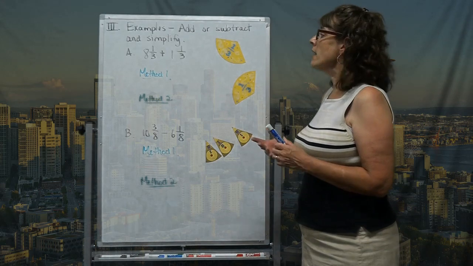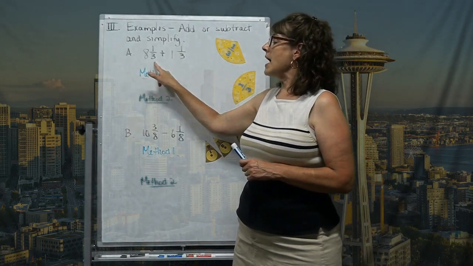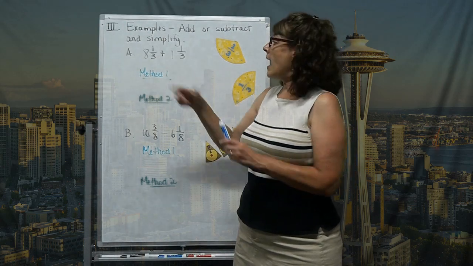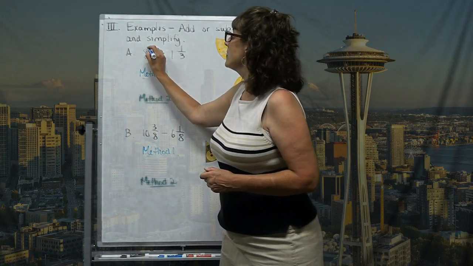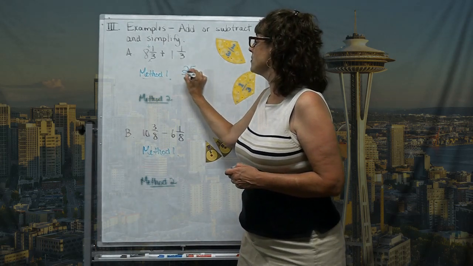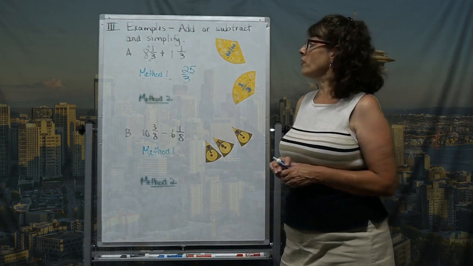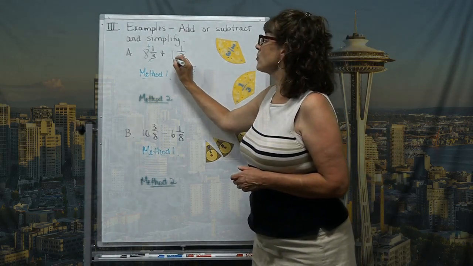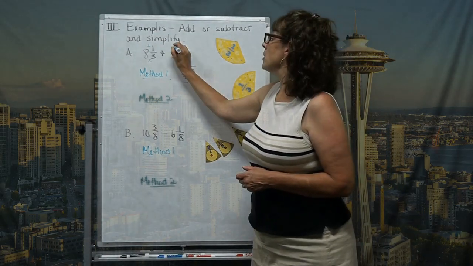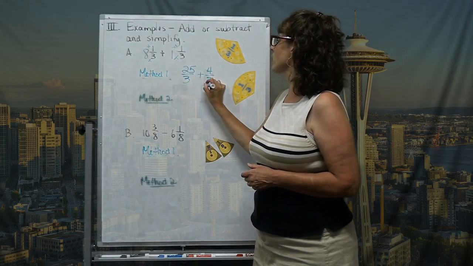If I'm going to do that, we learned that means I'm going to multiply these two together. 8 times 3 is 24. And then I'm going to add this one up here. So 24 plus 1 will give me 25 thirds. And then I'm going to do the same idea here and convert this one. Multiply here. 3 times 1 is 3. Plus 1 gives me 4. So I'm going to take my 25 thirds and I'm going to add 4 thirds.